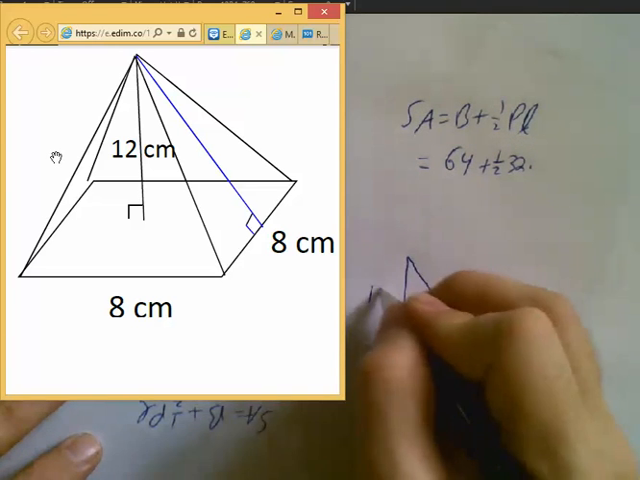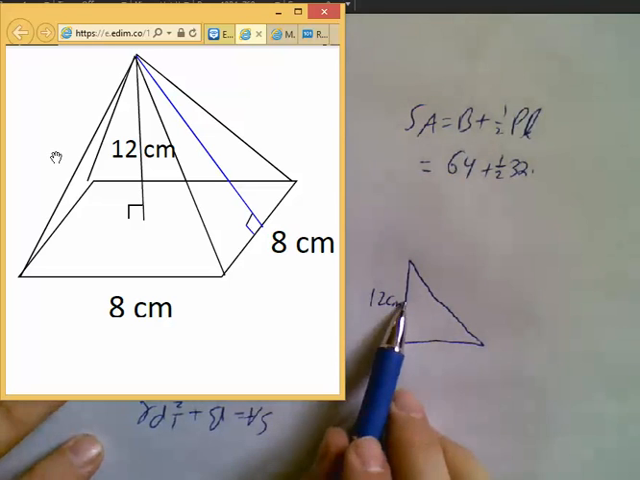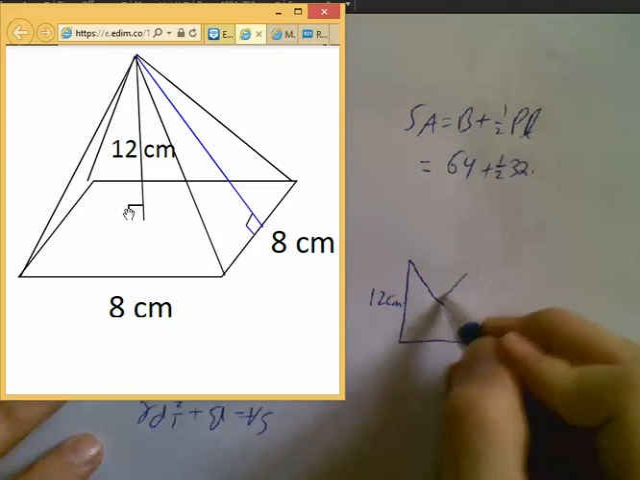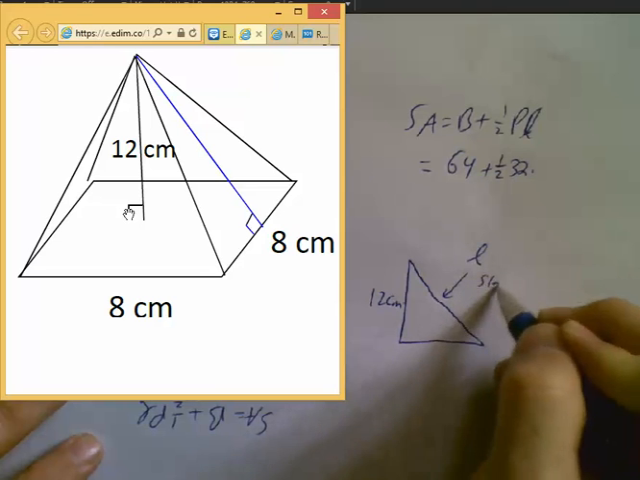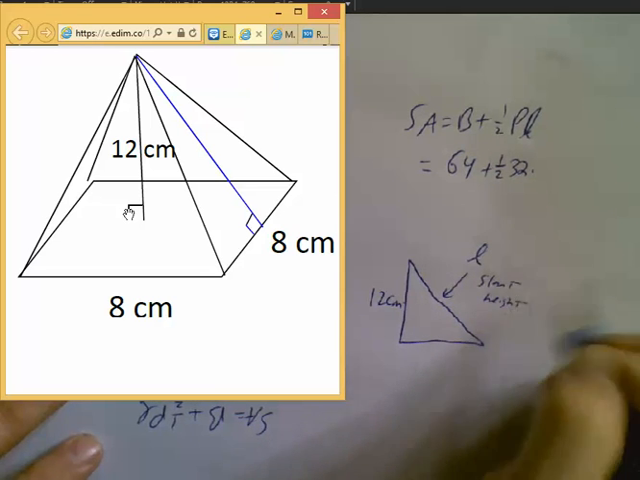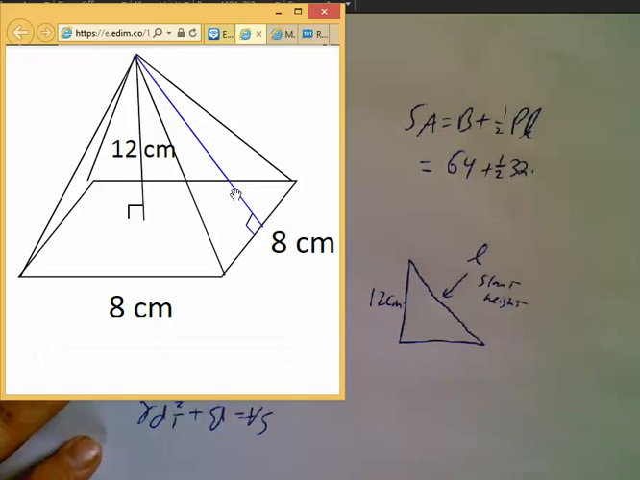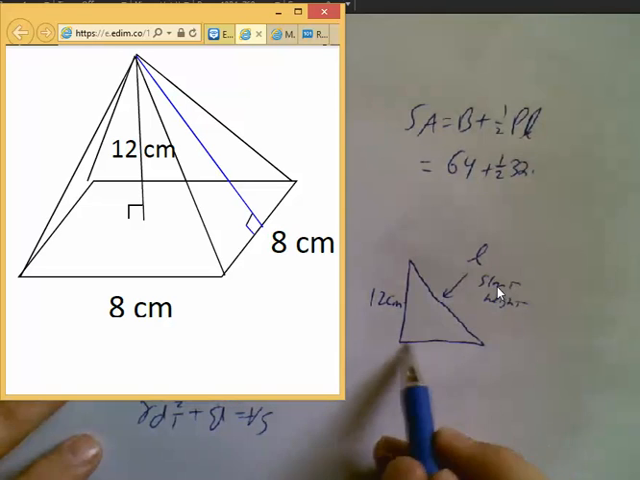Okay, so this is the 12. This part right here, I'm representing the height of the pyramid itself. This part, that's my slant height from the picture. So this part right here is the same as the blue part right here. So this is 12. This is unknown. We're trying to find that. And the only piece I'm missing is down here.